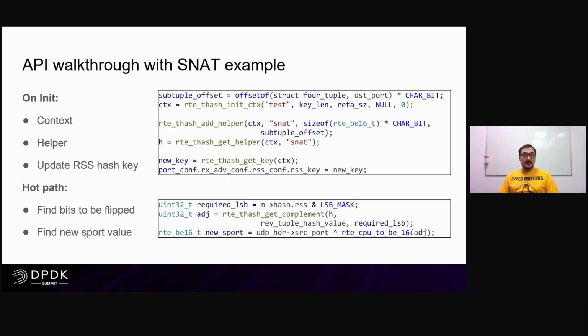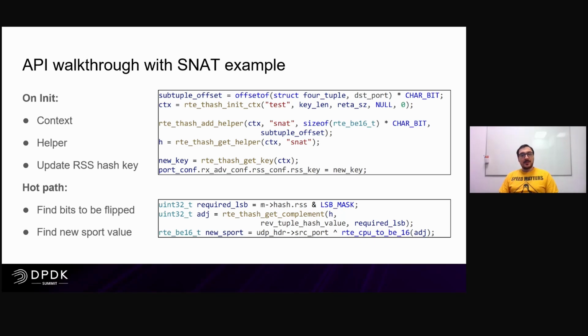At initialization, we configure the T-hash context, where we specify the length of our RSS hash key, log2 of the redirection table size, and also optionally provide some predefined hash key. If no key was provided, it will be generated randomly. After that, a helper has to be created that will hold information about the subtuple, such as its length and offset, both in bits.